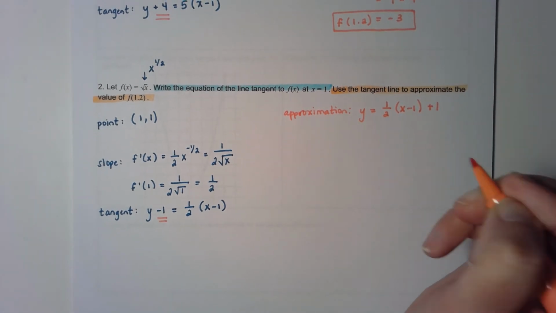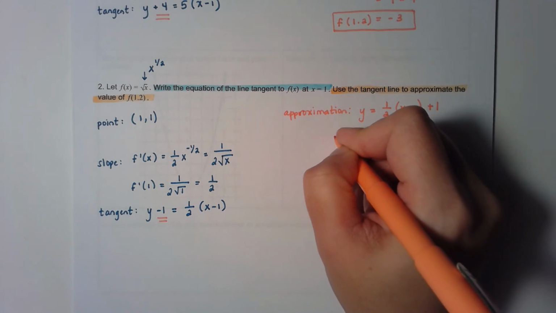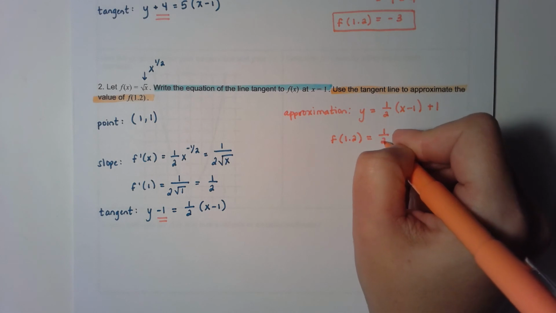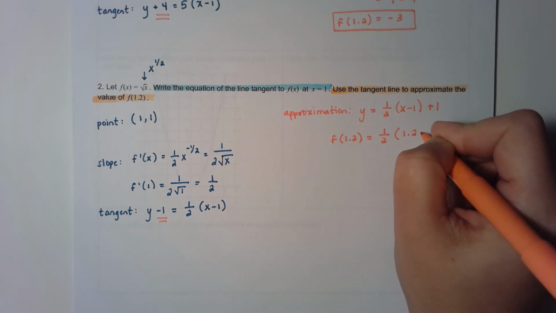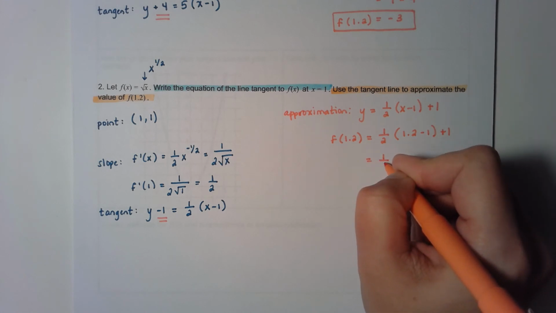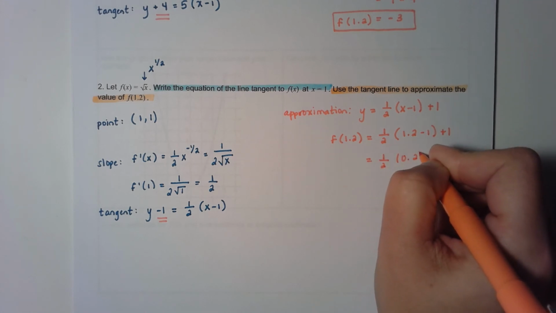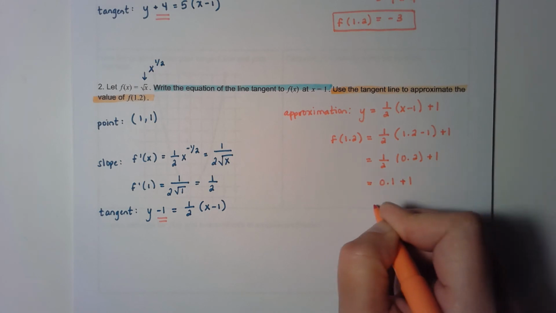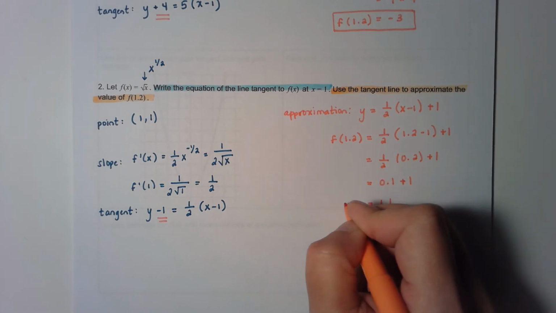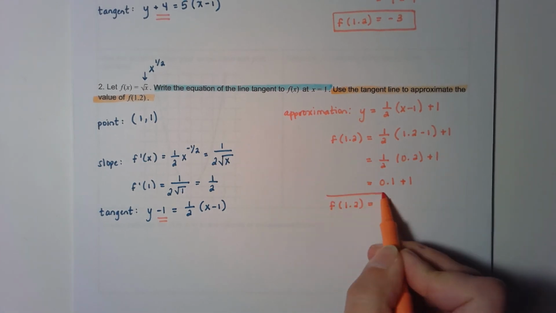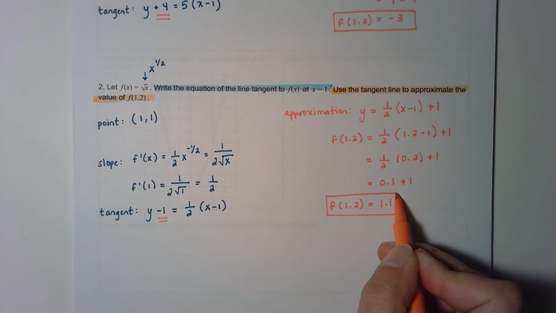And then I'm going to substitute in the value 1.2. So f of 1.2 would be 1/2 times 1.2 minus 1 plus 1, which means I have 1/2 times 0.2. Half of 0.2 would be 0.1, so my estimation would be 1.1. In other words, the square root of 1.2 is approximately 1.1.